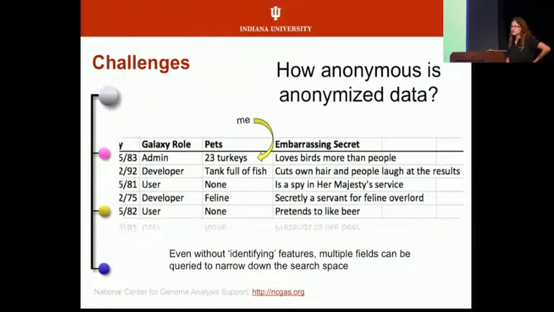So why should you care? I'm going to go a little bit into data anonymity and de-identifying data sets, because this will all kind of tie into this whole idea that human genome data is potentially a security hazard. So these are going to be like de-identified data sets. People don't usually consider pets or Galaxy role to be an identifier.